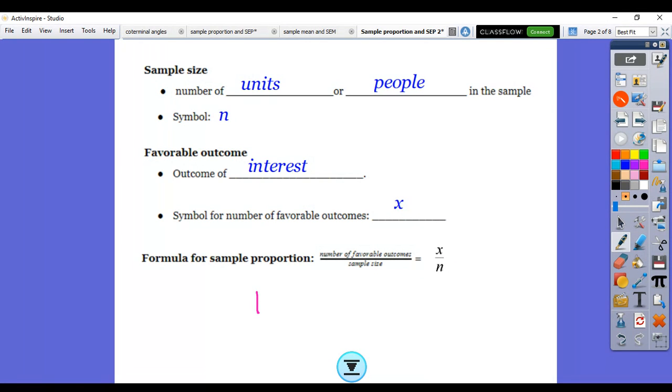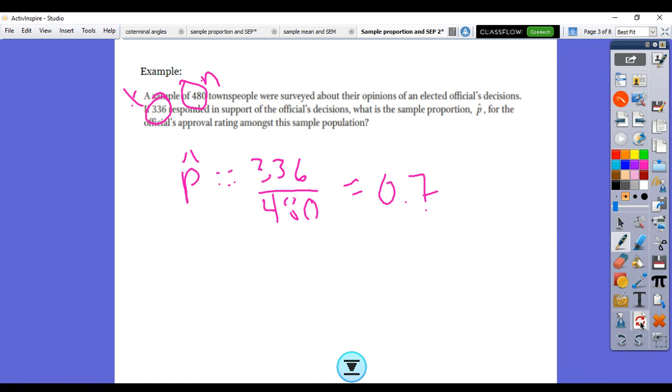So in this case, the sample proportion, which we use this symbol p hat, we say it p hat, is x divided by n. Okay, so in an example, which I already wrote out, you've got a sample of 488 townspeople, and 336 of them responded in support. So your x, your favorable outcomes, was 336, and your n was 480. When you divide that, you get 0.7.